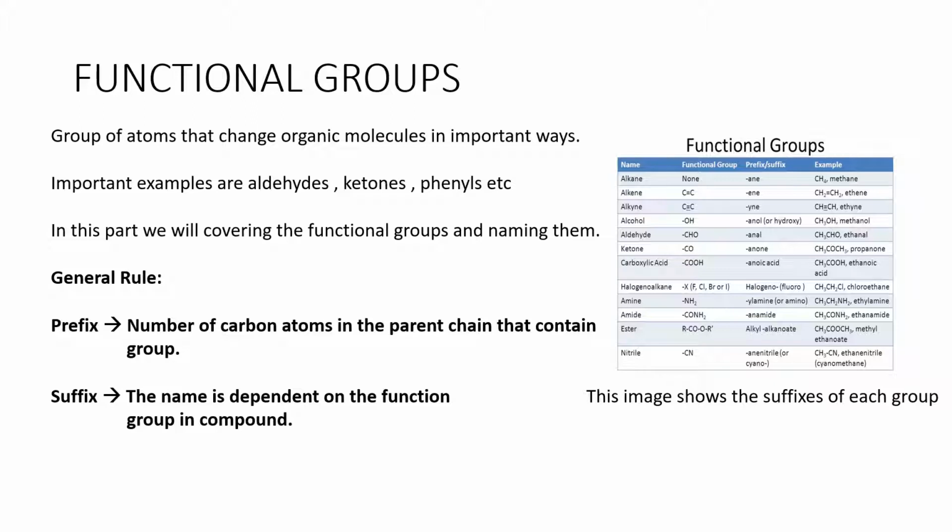And when it comes to naming them, there's generally two basic rules. You need to understand the name is composed of a prefix and suffix. The prefix is the number of carbon atoms in the parent chain that contains the functional group, and the suffix is based upon what type of functional group is in the compound. So here is a table of all the different functional groups, and this includes the suffixes. Different functional groups have different suffixes.